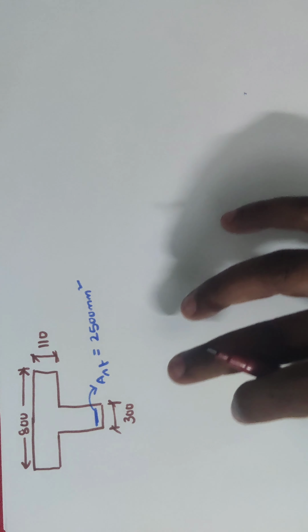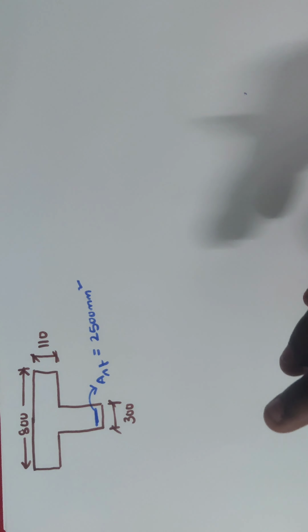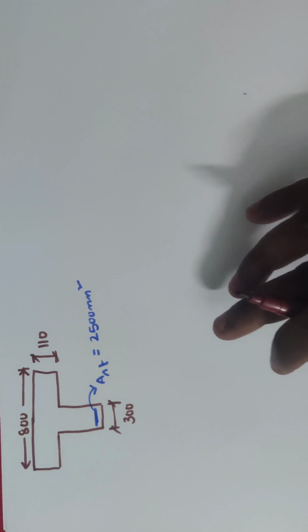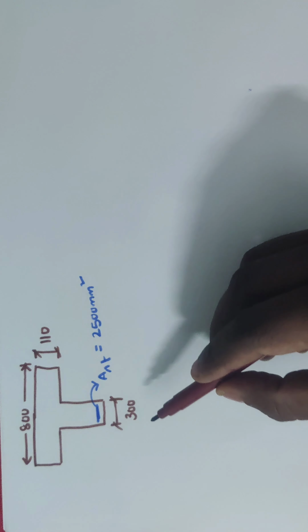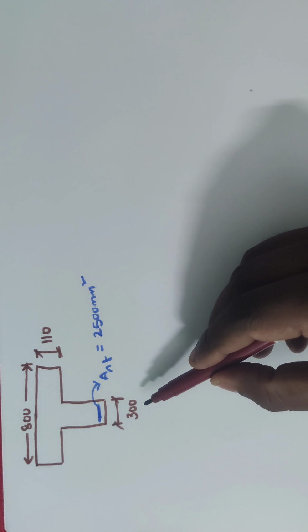Hi everyone. In this video we will solve another problem. It is a T-beam having the width of the flange 800 mm and depth of the slab is 110 mm. Width of the rib is 300 mm.